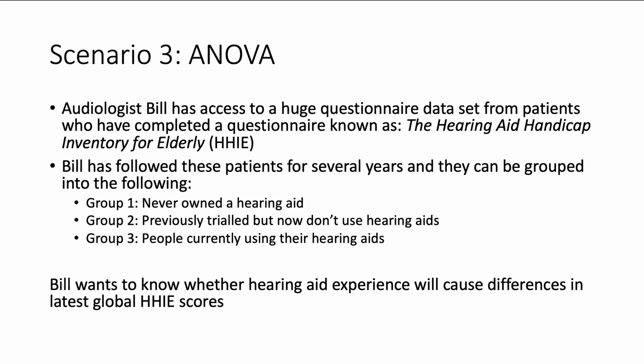In this example, audiologist Bill has access to a huge questionnaire dataset from patients who have completed a questionnaire called the Hearing Aid Handicap Inventory for the Elderly. Bill has followed these groups of patients for several years, and he's grouped them into the following. Group 1, people who've never owned a hearing aid. Group 2, people who've tried a hearing aid in the past but now don't wear one. And Group 3, people who are currently wearing and using their hearing aids. Bill wants to know whether hearing aid experience will cause a difference in their latest overall or global HHIE scores.